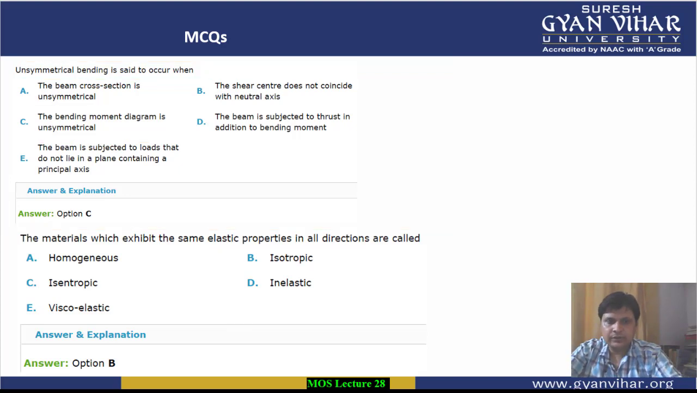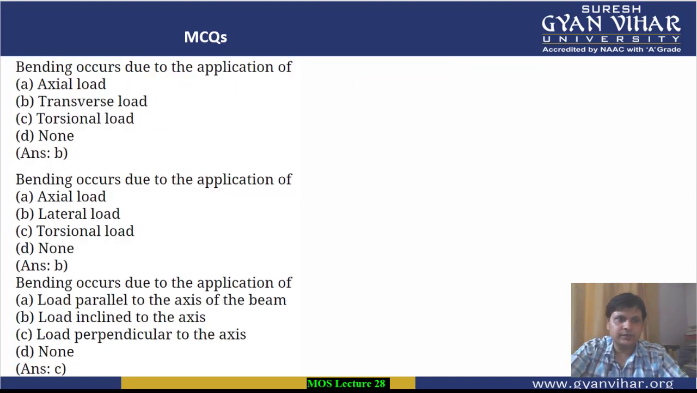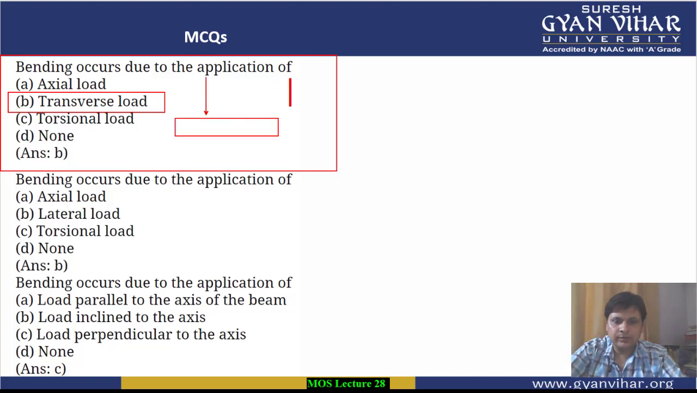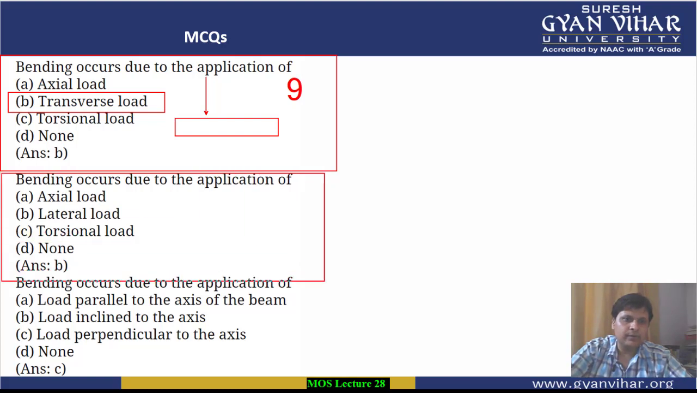Coming to the next multiple choice question. Question number 9. Bending occurs due to the application of, we all know whenever there is a transverse load, then only bending occurs. So B is the answer. This was your MCQ number 9. Then moving to the next one, bending occurs due to the application of, we all know, lateral load. We can say either lateral load or transverse load, both are correct. But don't tick the axial load or torsional load.